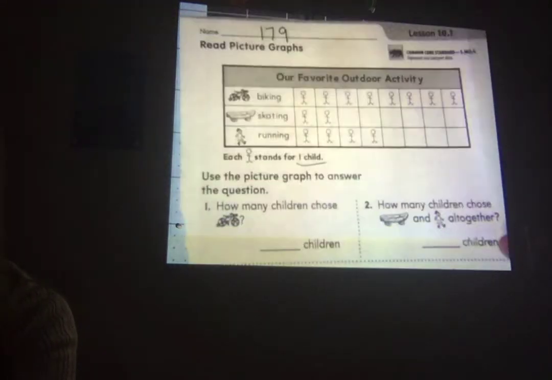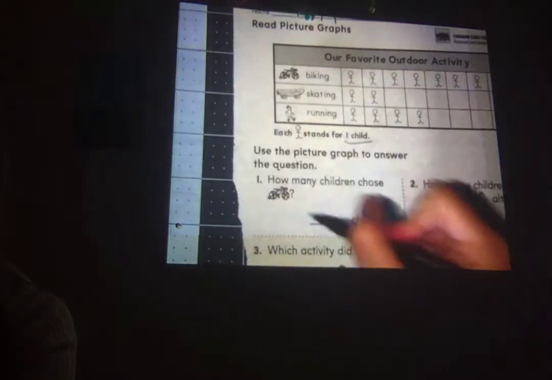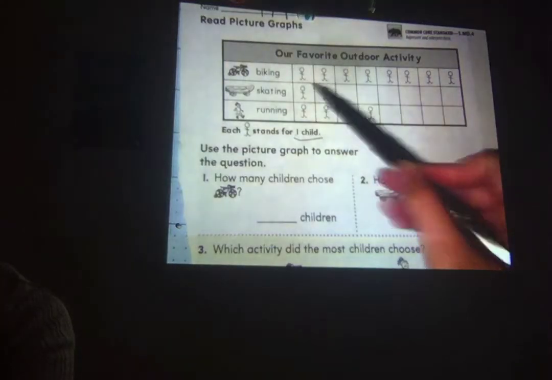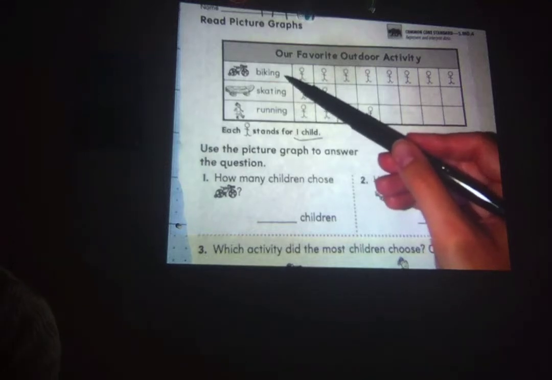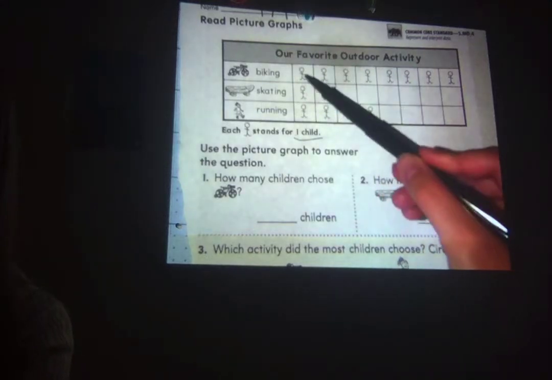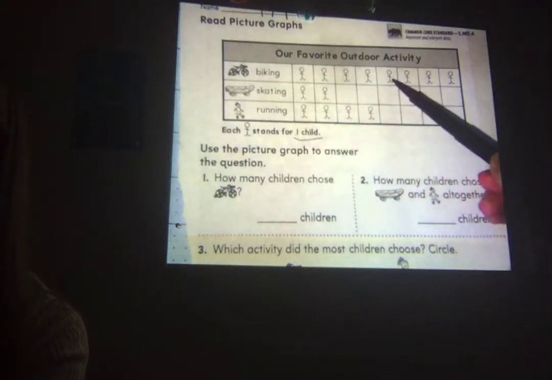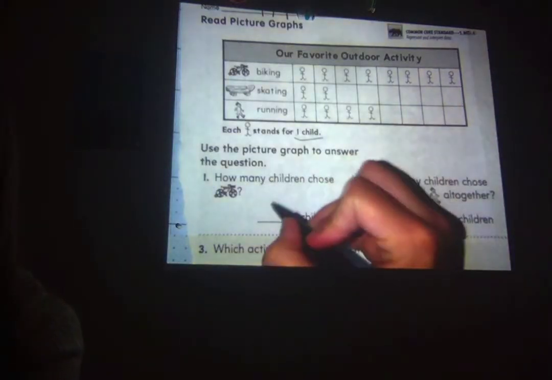Now we're going to use the information that we found in this graph to answer some of the questions below. So number 1, it said how many children chose biking? Well, we're going to look at all of these pictures. We're going to count how many stick figures there are to see how many children chose biking as their favorite activity. 1, 2, 3, 4, 5, 6, 7, 8. 8 children. Thanks, picture graph.